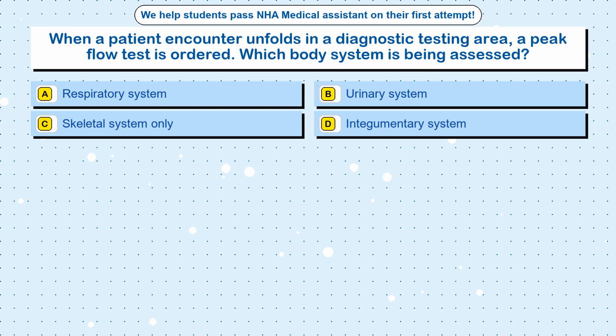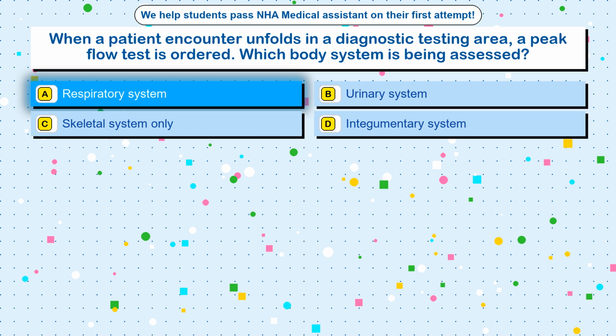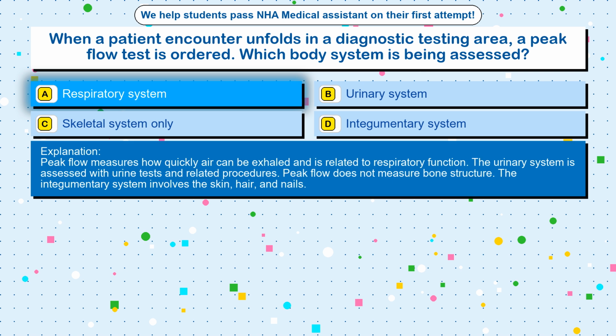Urinary system. Option C. Skeletal system only. Option D. Integumentary system. The correct answer is option A. Respiratory system. Peak flow measures how quickly air can be exhaled and is related to respiratory function. The urinary system is assessed with urine tests and related procedures. Peak flow does not measure bone structure. The integumentary system involves the skin, hair, and nails.